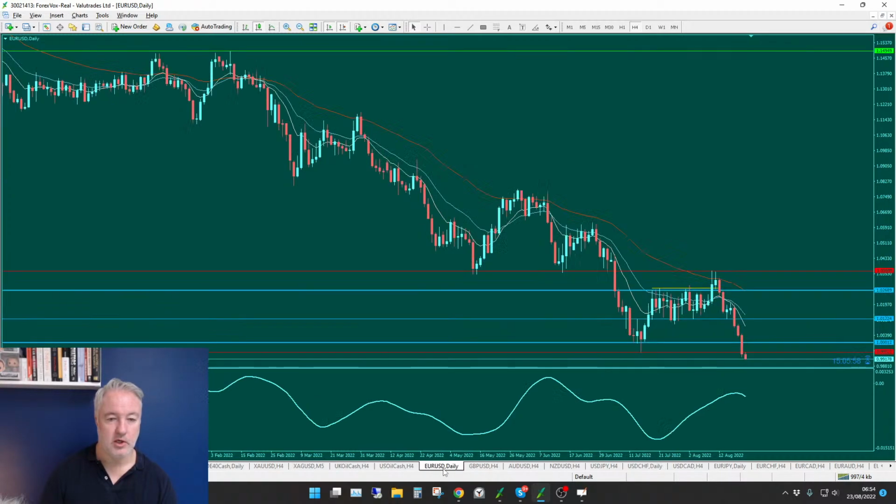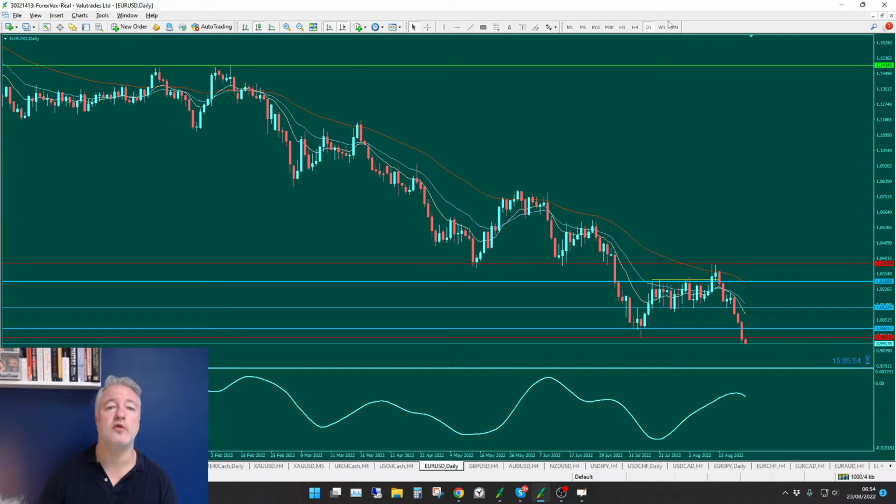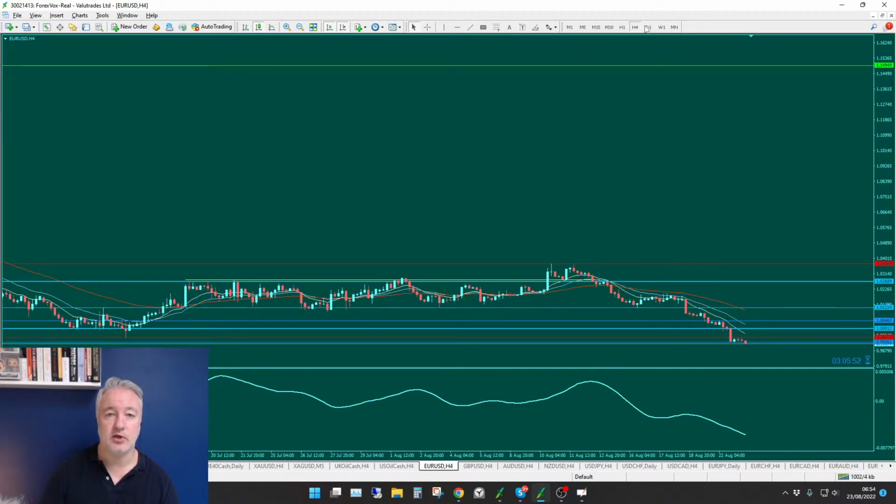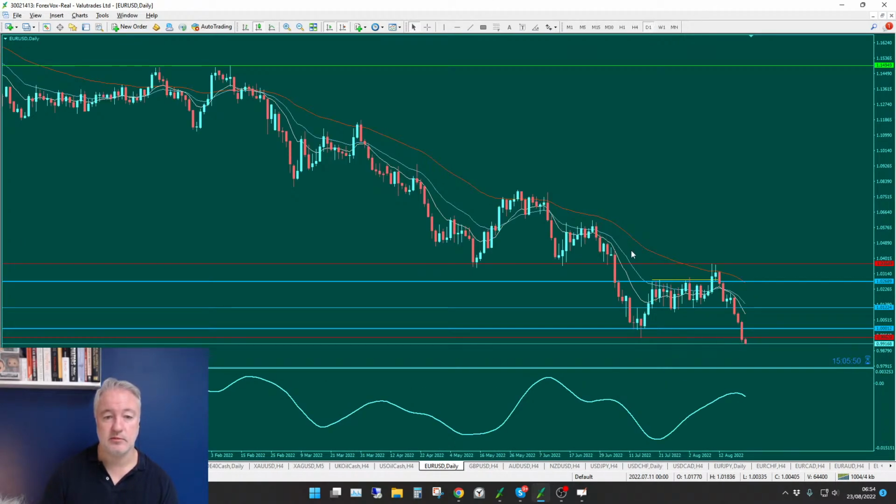Cool. Look at euro dollar. I think euro dollar is going to continue down for now. So is it overextended on the daily? Yes, it is. But here it was overextended, had a bit of a bounce, kept going. It can keep going. We'll see.